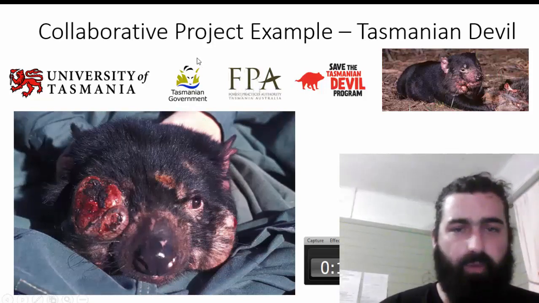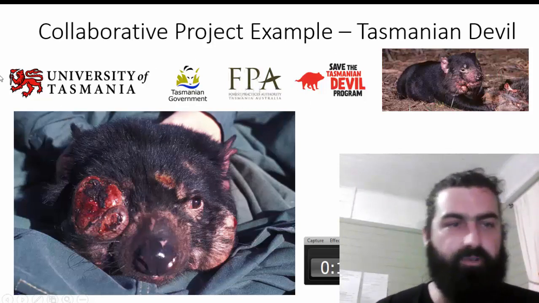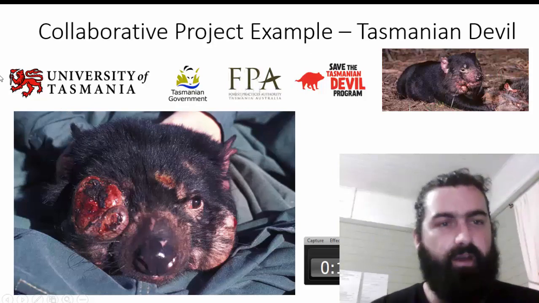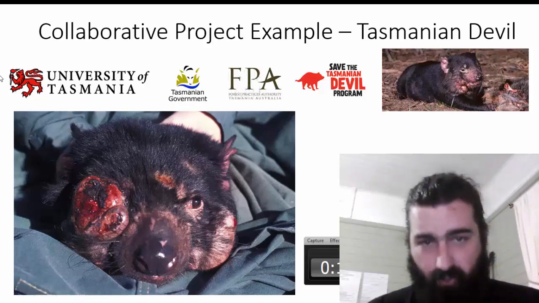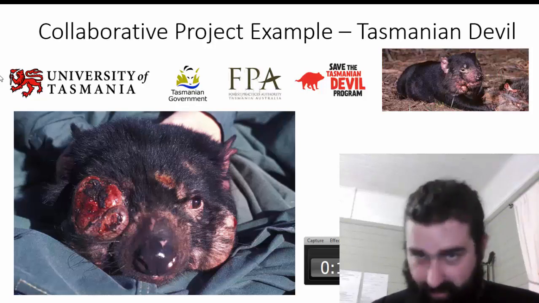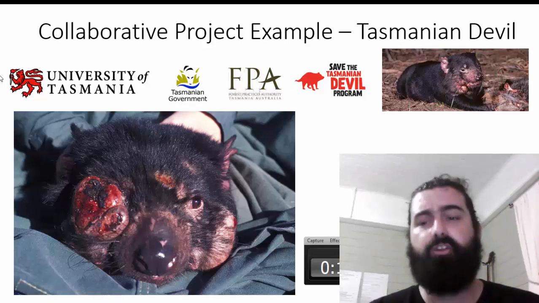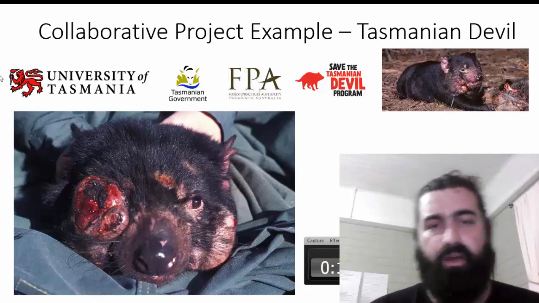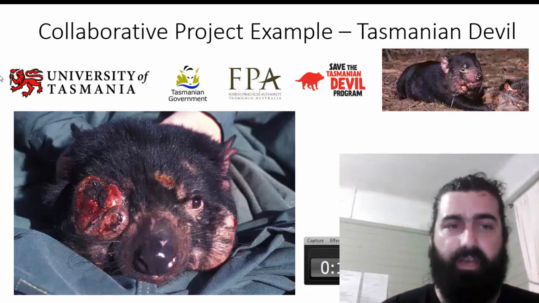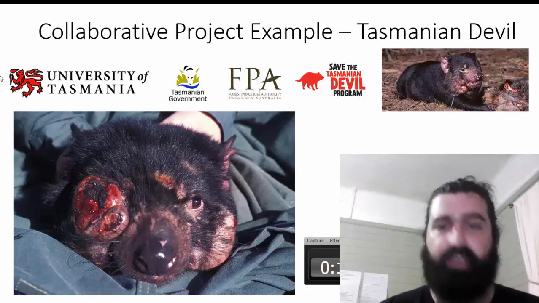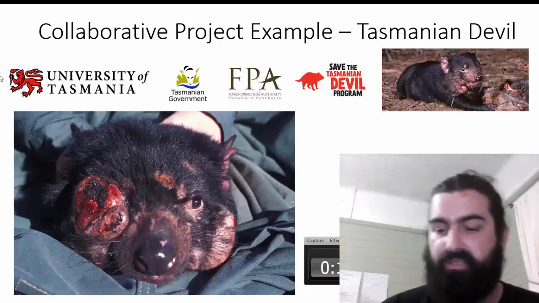And I want to draw your attention up the top here. I've put these couple of groups up here. There's actually more that are involved in this project, but these are kind of the key players. So I'm going to be talking about the University of Tasmania, the Tasmanian Government, the Forest Practices Authority of Tasmania, and Save the Tasmanian Devil program. In terms of what you need to know, you don't need to remember all of those. But it's important that you understand that we're talking about multiple large groups here. So each one of these groups or organizations could have anything from 1 to 100 people working on this particular problem.